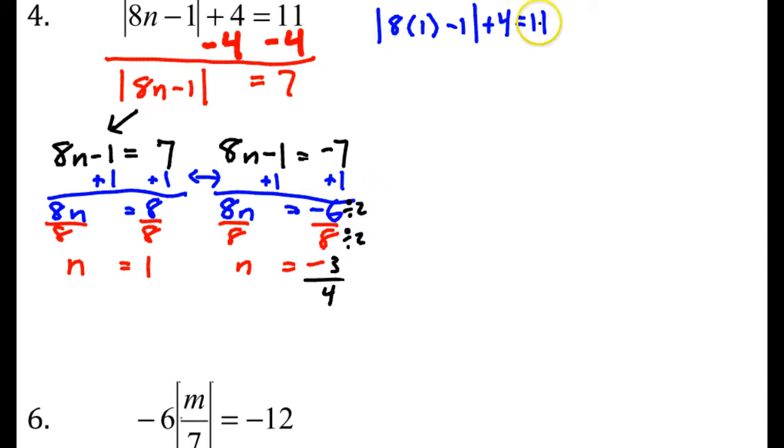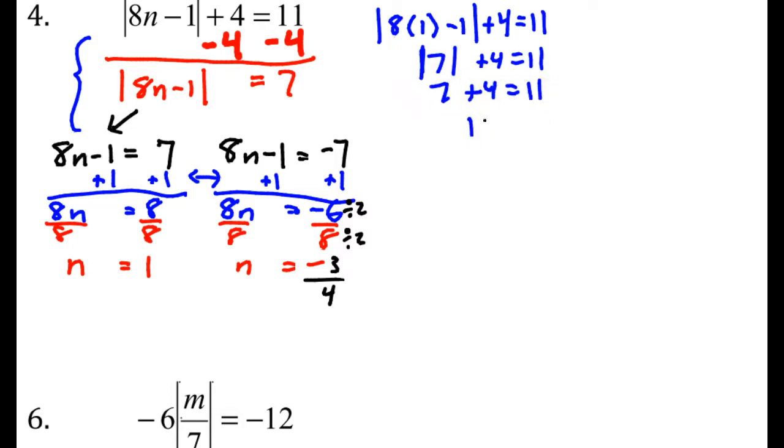Always use the original equation. It's tempting to want to plug it back into here, but if we made a mistake anywhere between here and here, we won't catch it. So you got to use the original equation from the very beginning. So let's do a couple steps at once. 8 times 1 is 8. 8 minus 1 is 7. So we got absolute value of 7. Plus 4, is that 11? And then sure enough, yeah, 7 plus 4 is 11.